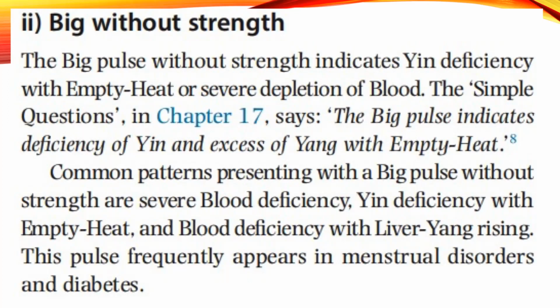So common patterns presenting with a big pulse without strength are severe blood deficiency. Yan yung kakulangan ng dugo sa katawan, or yin deficiency with empty heat. So mababa po yung level ng yin, kaya nagkakaroon ng empty heat. And blood deficiency with liver yang rising. So this pulse frequently appears in menstrual disorders and diabetes. So yung may mga menstrual disorder po ang nagkakaroon ng mga big pulse without strength. At saka yung may diabetes.